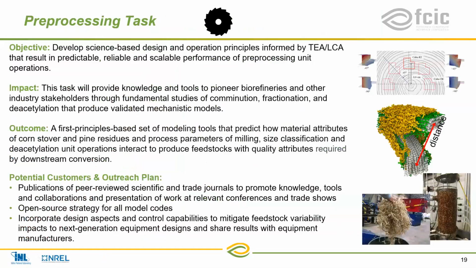So fine, let's move on to preprocessing. Now, preprocessing covers all of the unit operations between the storage step and conversion, high temperature or low temperature. The preprocessing task within the FCIC is focused on milling, the breaking down of the particles, and fractionation, the separation of a biomass stream into different constituents. Because both of these processes are reasonably far upstream, they do impact all of the conversion work, and that's why it's important that we focus on this issue as well.